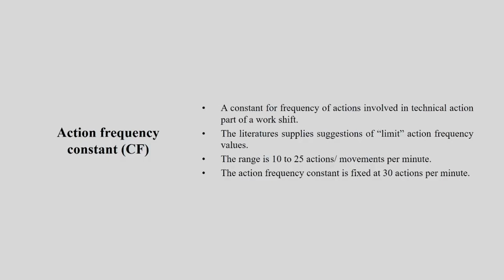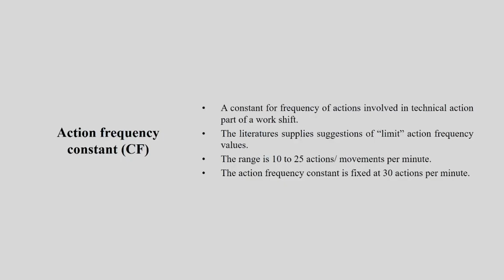Now, what is the action frequency constant? We need to understand each small variable in more detail. It is a constant for the frequency of actions involved in the technical action part of a work shift. The literature supplies suggested limit values for action frequency, with ranges from 10 to 20 actions per minute. The action frequency constant is fixed at 30 actions per minute. So, that is the recommendation.